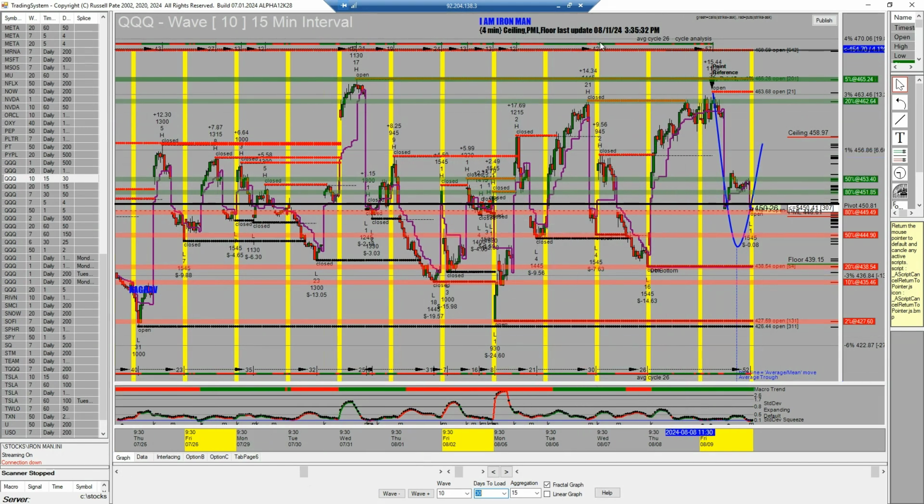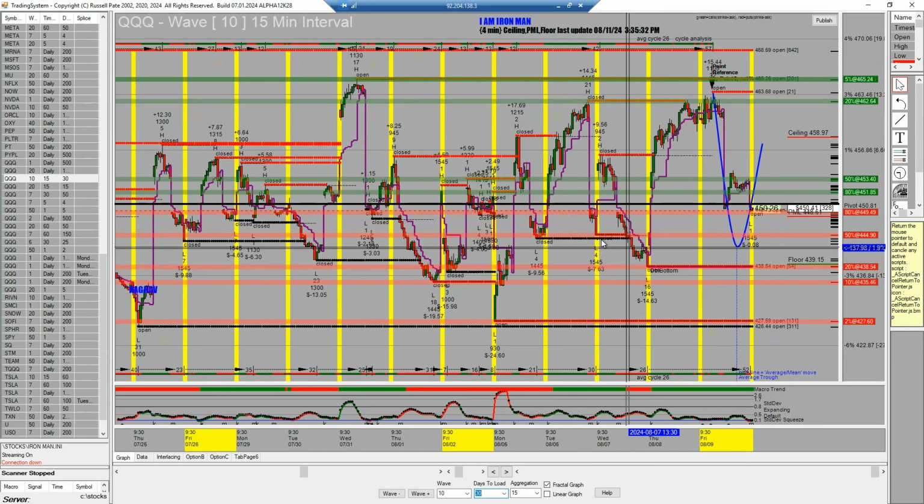Right here, you can actually see from this peak to this peak, we had 57 aggregation. So what it means is that we had 57 15-minute candles from this peak to this peak, right? Now below the pivot, we have trough to trough movement.